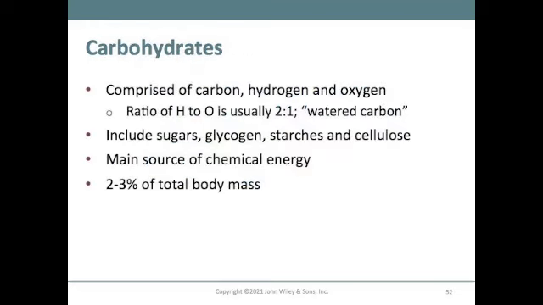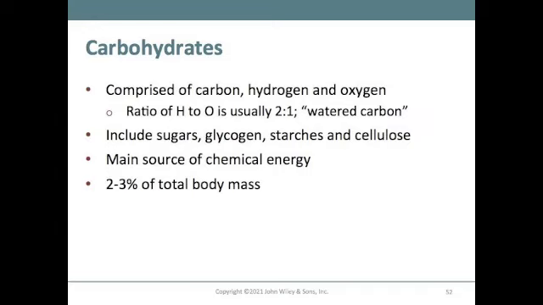So moving on to carbohydrates. Carbohydrates include sugars, glycogen, starches, and cellulose. Even though they are a large and diverse group of organic compounds and have several functions, carbohydrates represent only 2 to 3% of your total body mass.